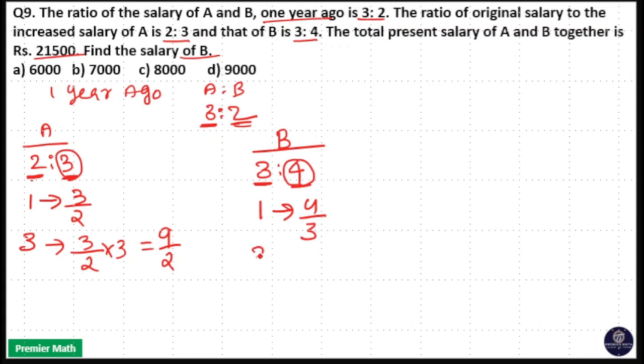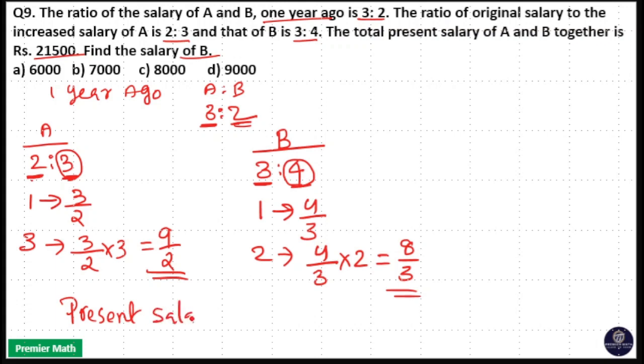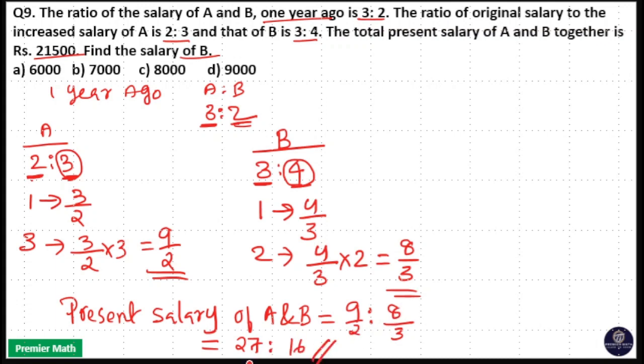So if it is 2, it will become 4/3 into 2 is equal to 8/3 unit. So the present salary of A and B is 9/2 is to 8/3. That means 9 into 3 is equal to 27 is to 8 into 2 is equal to 16. So 27 is to 16 is the present salary.